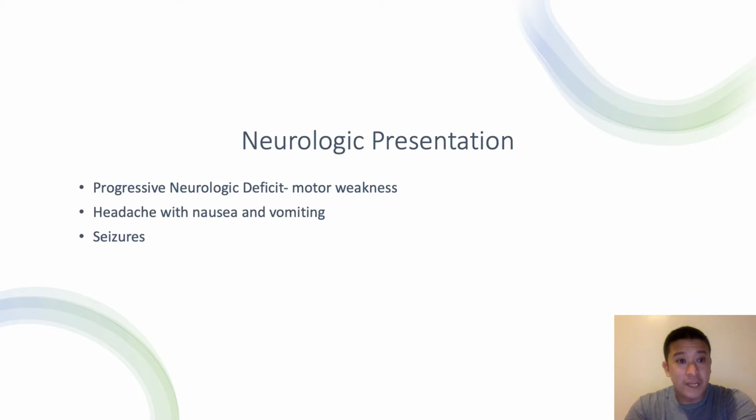So, patients with CNS tumors usually have a specific neurologic presentation. So, if a tumor is on top of the motor strip or impinges on the motor strip or causes damage to the motor strip, you can have progressive neurologic deficits such as motor weakness. Signs of increased ICP brought about by the tumor will be headache with nausea and vomiting. And again, as the tumor irritates the cortex, you can have seizures. So these are a few of the neurologic manifestations of tumors.